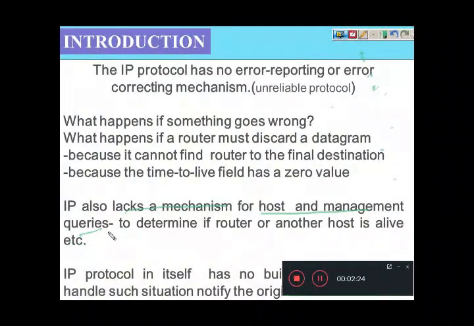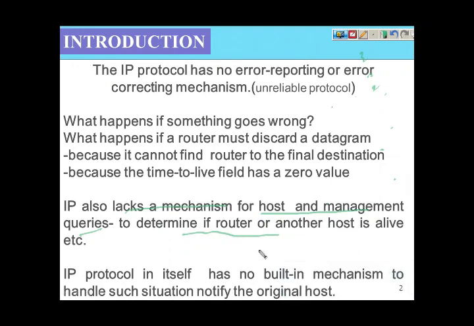So we didn't find any error reporting mechanism within IP, and also no mechanism to maintain the entire network, or to maintain the routing tables or any other information which is required to make the network efficient. We don't have any such mechanism with IP. Now, to fill this gap, we have ICMP, which is going to make the communication reliable.